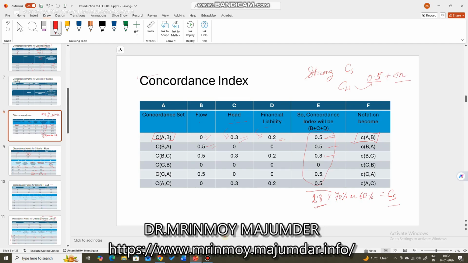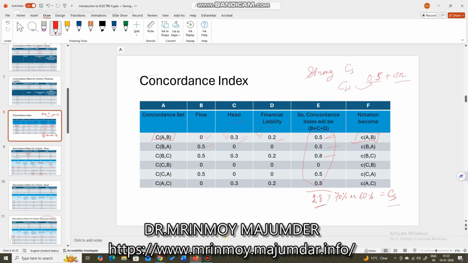In the data driven value, what have we done? We have taken the average, right? And that average is the weak concordance. And we have added a very small amount to the average, say 0.2 or 0.3, and we have taken that to be the strong concordance value.